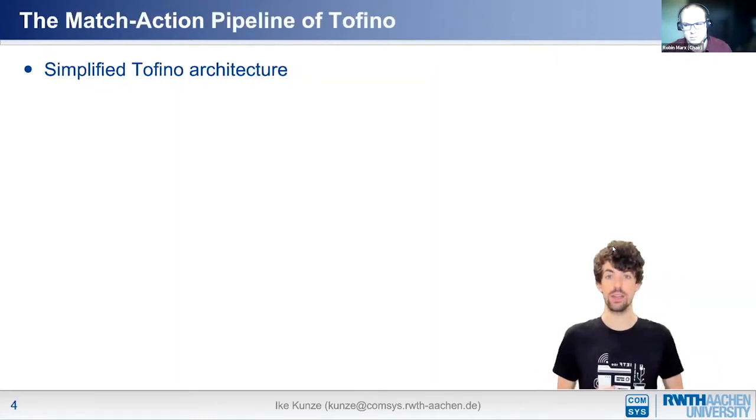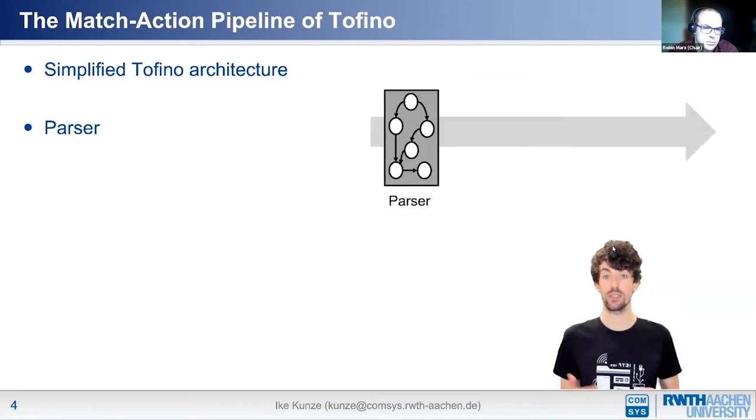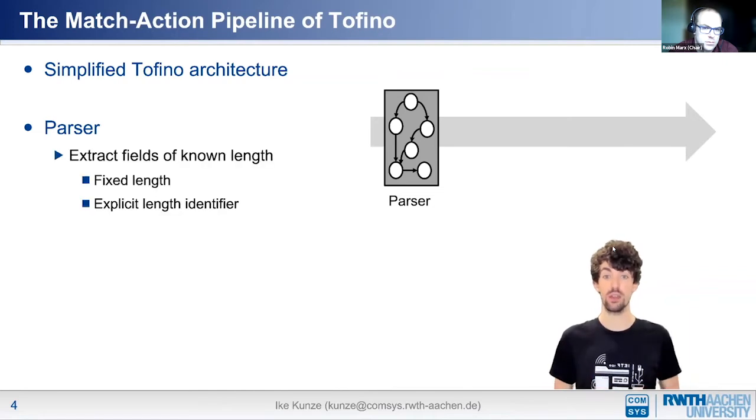To better understand the challenges we face when implementing our tracker for Tofino, I would like to first give a brief overview of the structure of a Tofino switch. The first component of a Tofino is a programmable parser. It is a finite state machine that extracts relevant header information from a packet and makes it available to the rest of the pipeline. The parser can only extract fields of a known length, that is, fixed length fields, or variable length fields with an explicit length identifier.